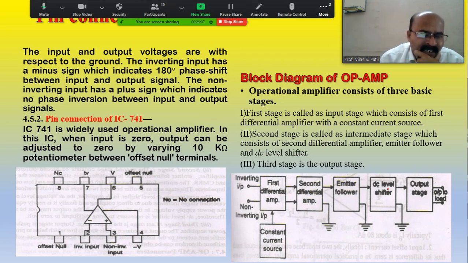Here we see the pin connection. The IC number is 741 IC. It is the operational amplifier, and in the IC all the blocks of the block diagram are built inside the IC. IC 741 is widely used for operational amplifier applications, and in this IC, when input is 0, output can be adjusted by the zero adjuster. That is, zero adjuster is the offset null terminal. Consider this is the NC, no connection is here.